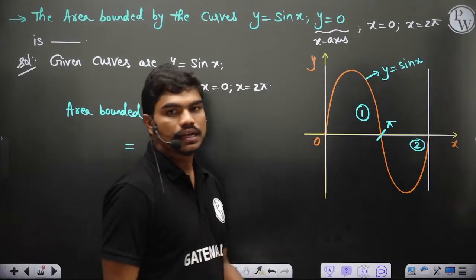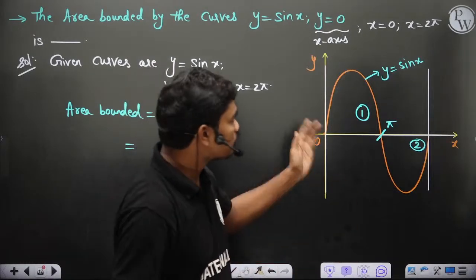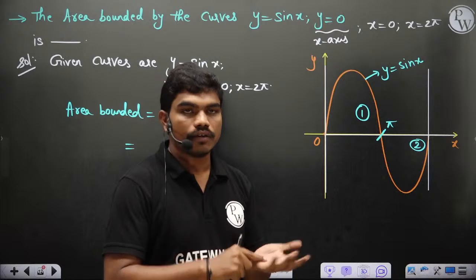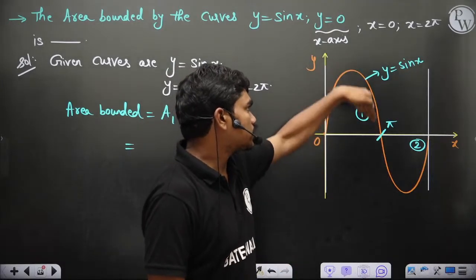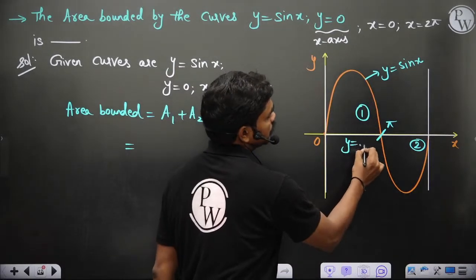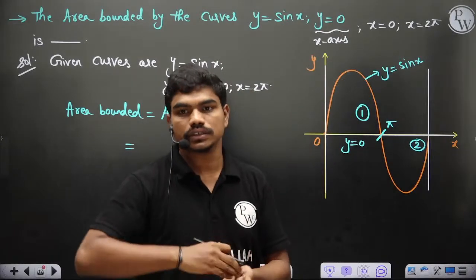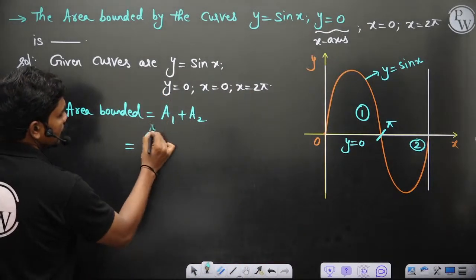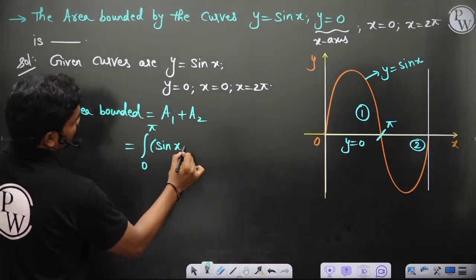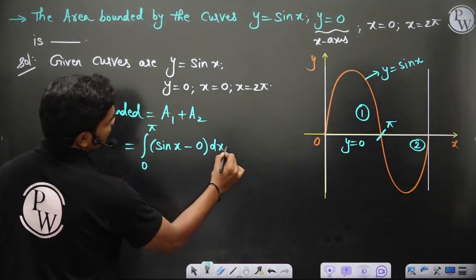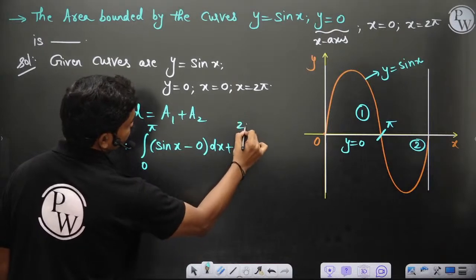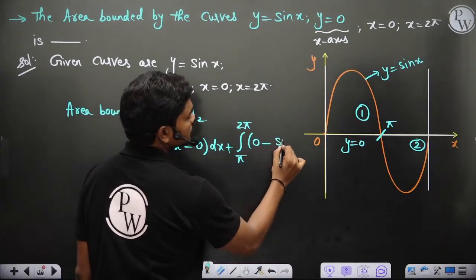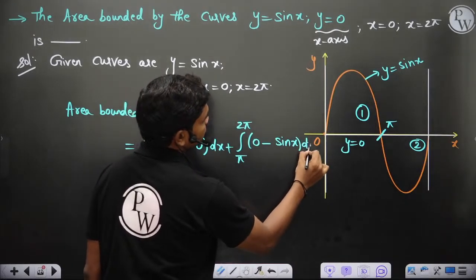Okay, so from 0 to pi, out of sin x and x axis, which is on the top, please tell me. From 0 to pi, this is y equal to sin x, this is y is equal to 0, of course. Then out of sin x and 0, which is on the top, actually clearly sin x. Okay, so 0 to pi, sin x is on the top, minus y equal to 0 dx, plus from pi to 2 pi, the curve which is on the top is 0, so 0 minus sin x dx. This is what you have, of course.